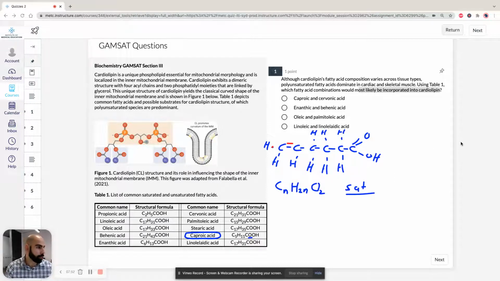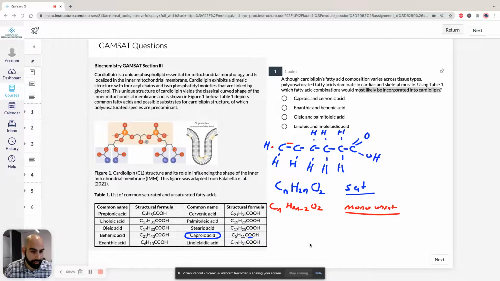So therefore, we can write this for a monounsaturated as CnH?O2. Its carbon number hasn't changed, so it's still Cn. The oxygen number hasn't changed, you still have 2. It's the hydrogen number that changed. We had 2N to begin with, but now we've removed 2 hydrogens.